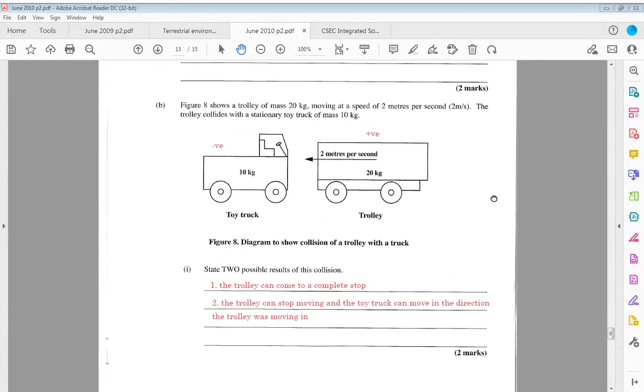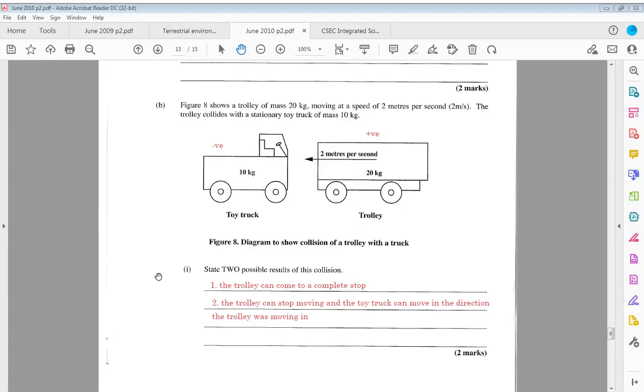Then B, trolley 8, figure 8 shows a trolley of mass 20 kilograms moving at a speed of 2 meters per second. And the trolley collides with a stationary toy truck of mass 10 kilograms. So, one, state two possible results of this collision.